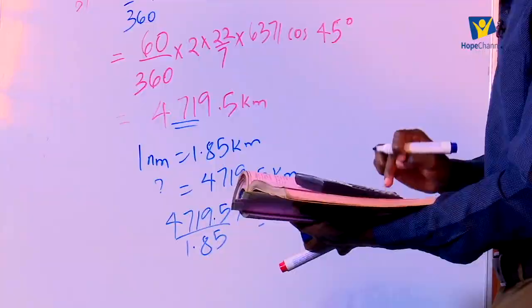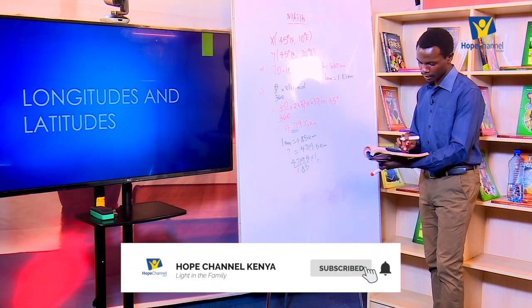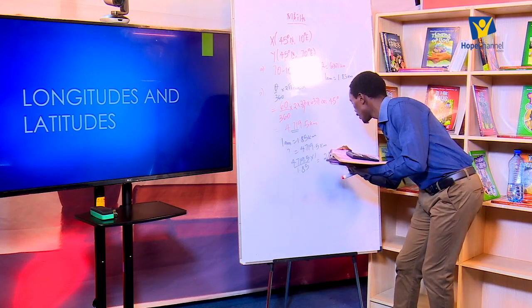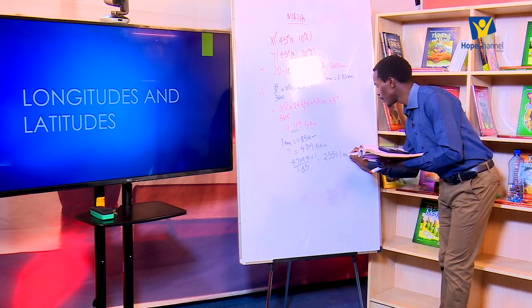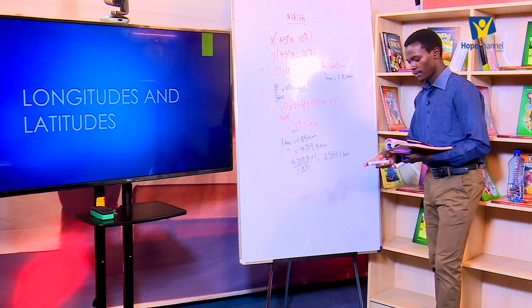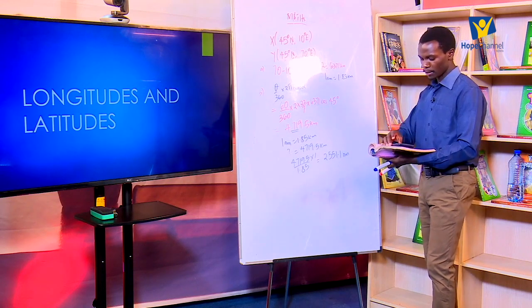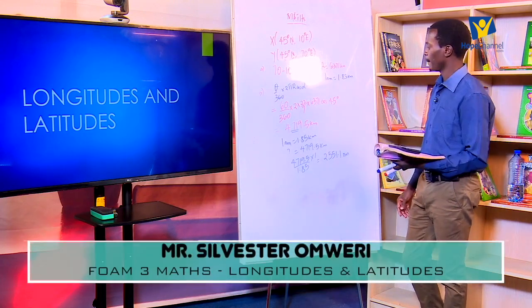So it's 4719.5 divided by 1.85. That gives us 2,551.1 nautical miles. Very simple concept that so far you've already obtained about 6 marks, or rather 8.